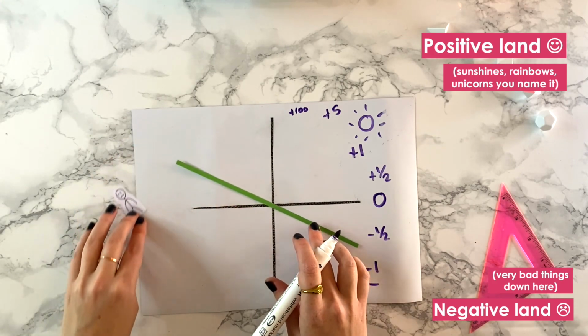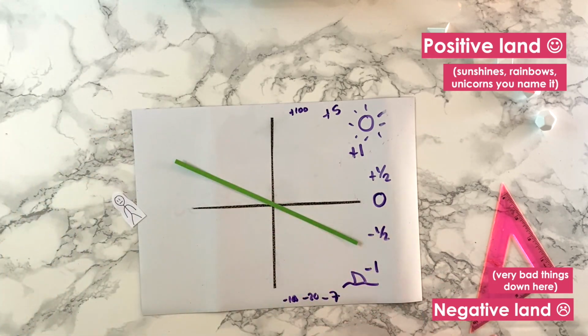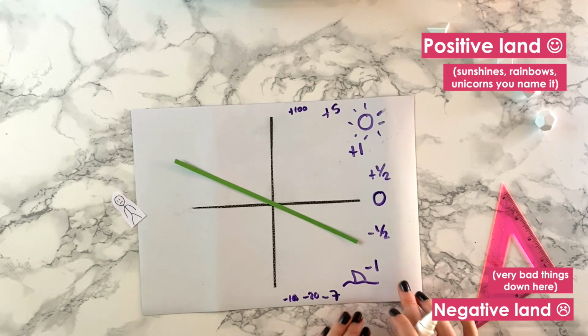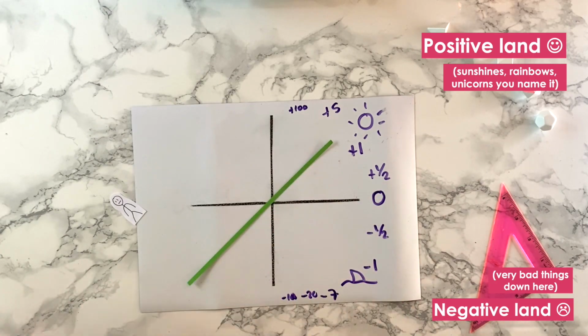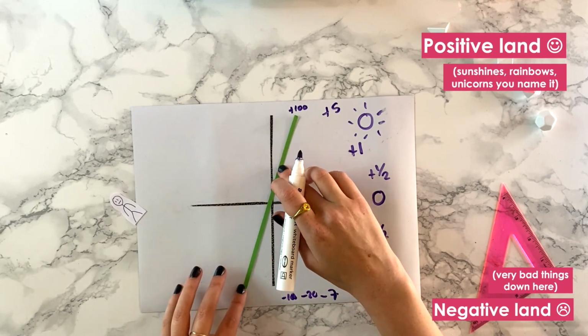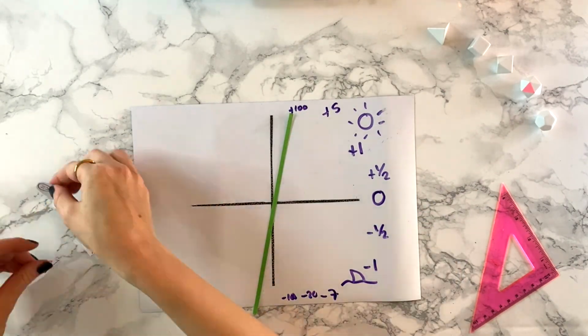Just think, if you see a line and you can imagine Bob sliding down it, then we know that he's going to be going to negative world. We're expecting a negative gradient. If it's more like this, we're expecting a bigger negative number because he's crashing down quicker. If he's going up here, he's climbing up into positive land. We're expecting a positive gradient and a much bigger positive gradient if it was like this.